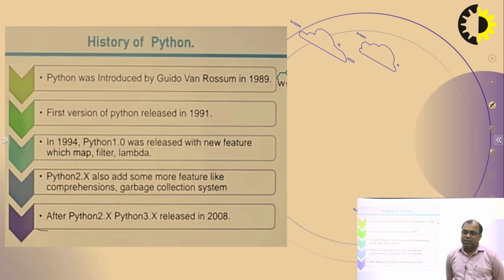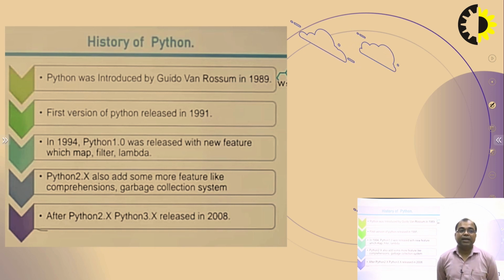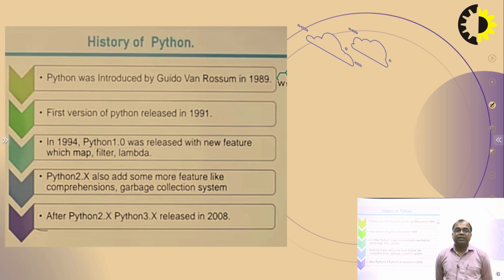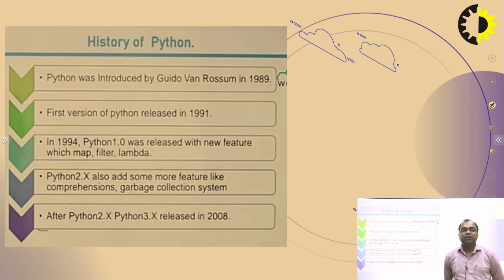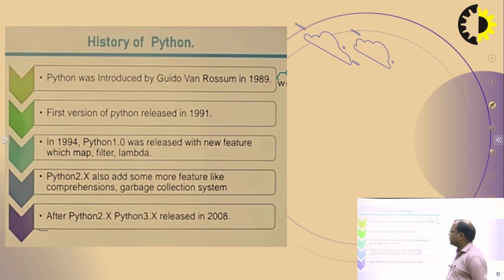After that the improvement continued, because it is also open source. The 1.0 version of this programming language was released in 1994. The new features in Python 1.0 were map, filter, and lambda, which were introduced in the 1.0 version.